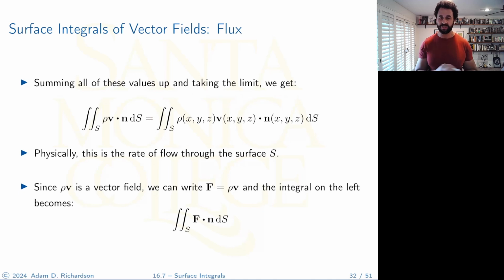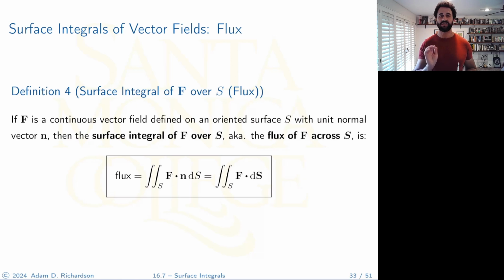Now, we had originally defined this in terms of a density, right? But we can do this more generally. We can consider this to be any general vector field F. So when we consider this for any general vector field F, our integral becomes this. And that, my friends, is flux. That is the surface integral of F over a surface S. And that is how it all comes together.